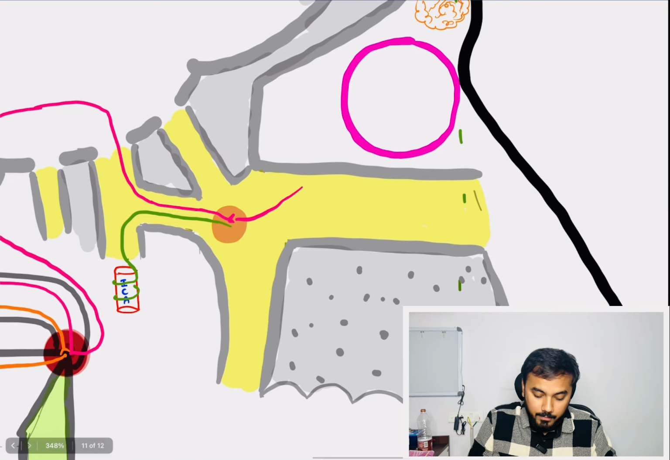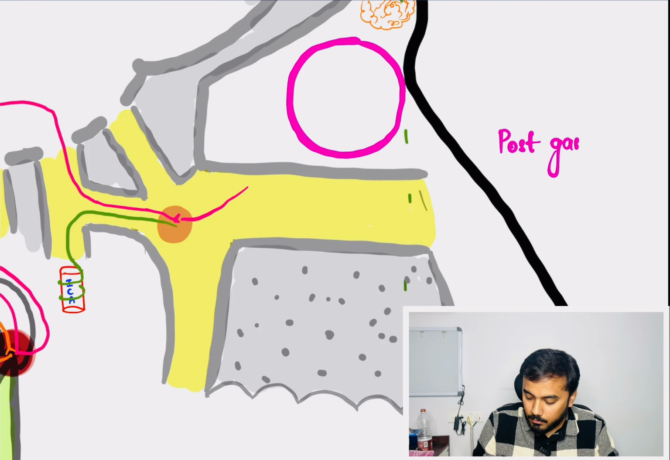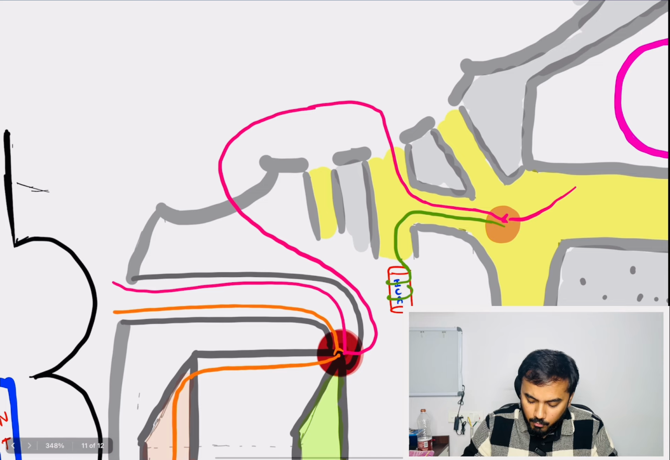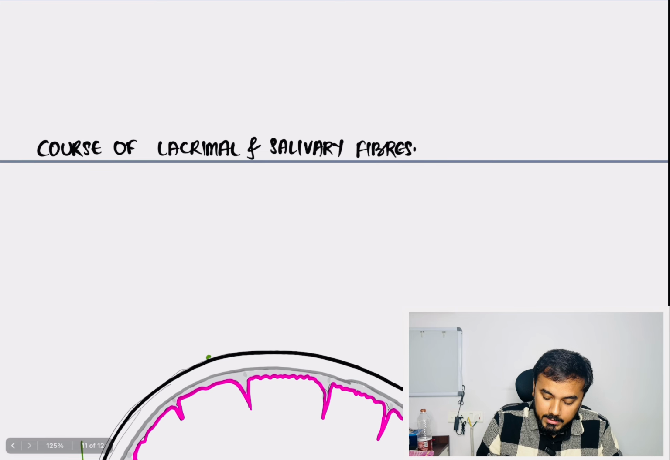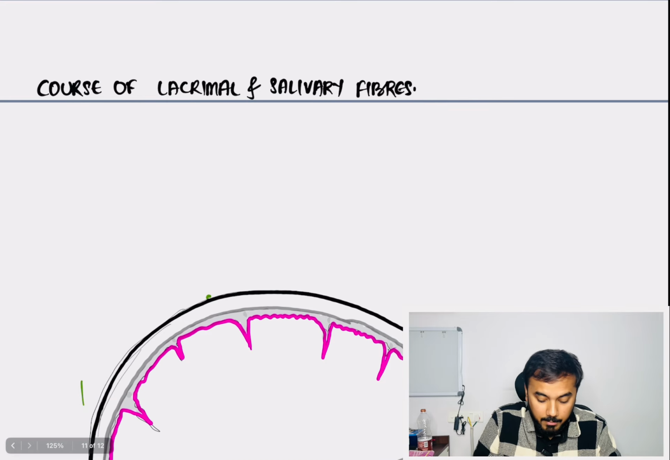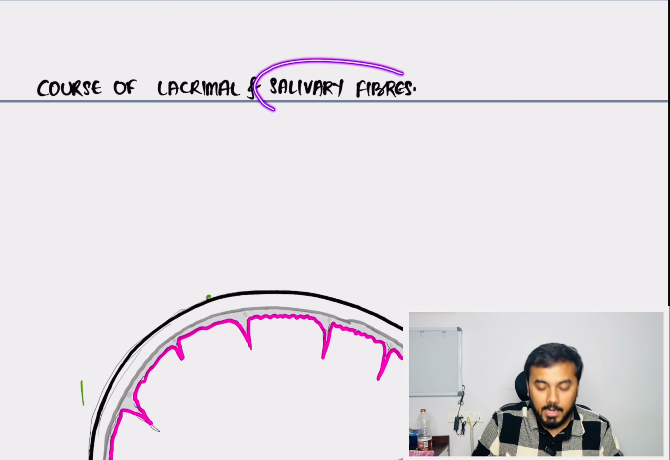Remember this. Okay, I will just write it as postganglionic lacrimal fibers, right? So what is this third picture about? Third picture is about, we were discussing the course of lacrimal and salivary fibers. उसमें से lacrimal I just now discussed. ठीक है? Now I will discuss about the salivary fibers.